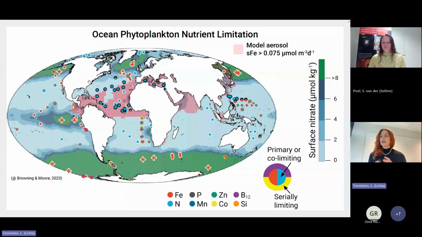And here on the map, I would like you to focus on all the circles that have orange either in the center or at the rim, which marks areas where iron is the primary or secondary limiting nutrient for oceanic phytoplankton. And oceanic phytoplankton is a major component of the carbon pump. This is what absorbs the CO2 from the atmosphere, and when they die, they settle down into the deep sea and store the carbon in the sediments.